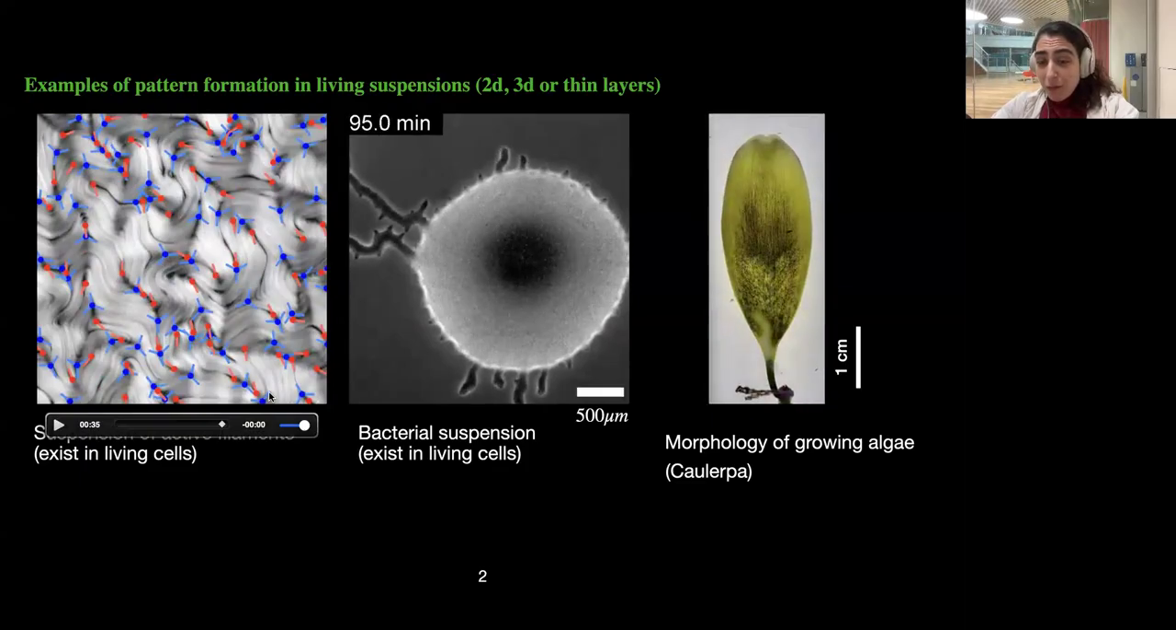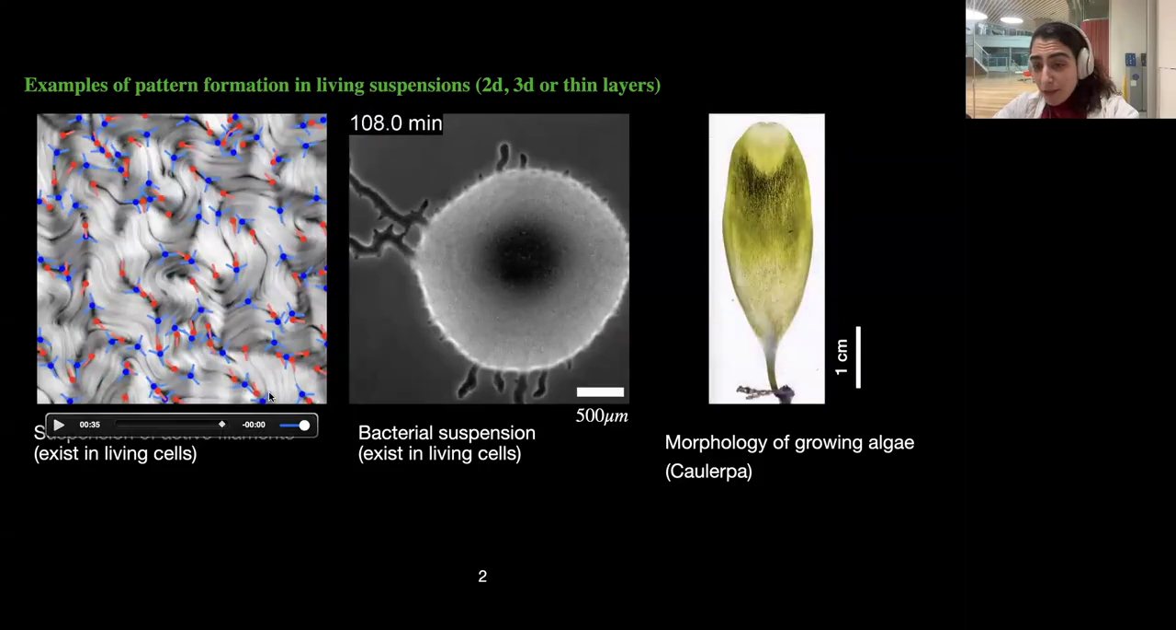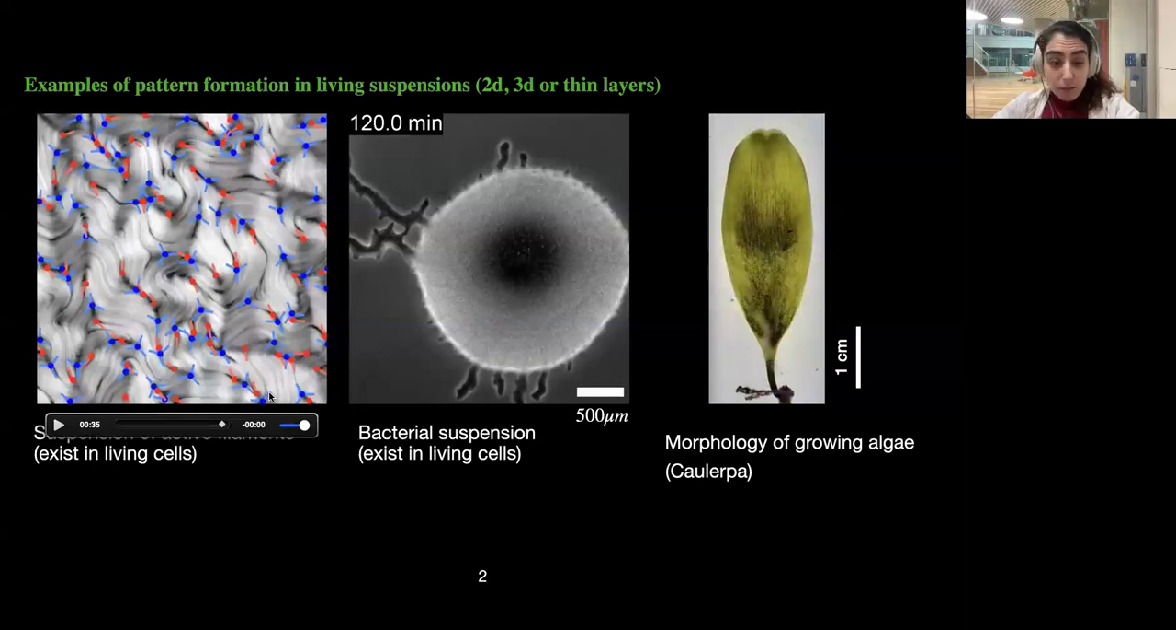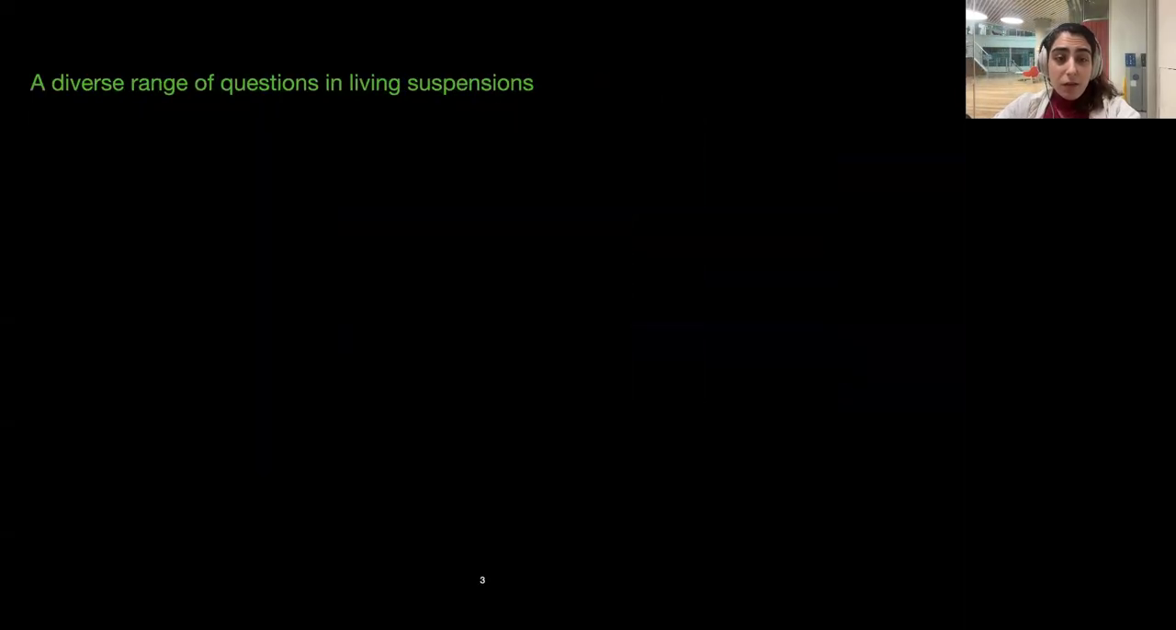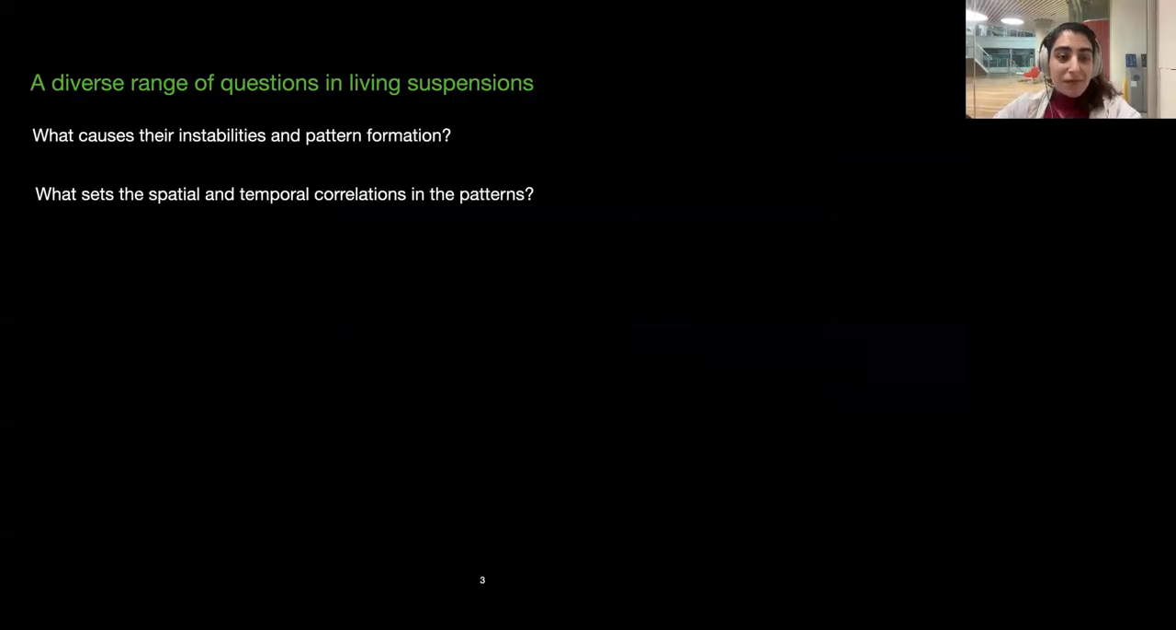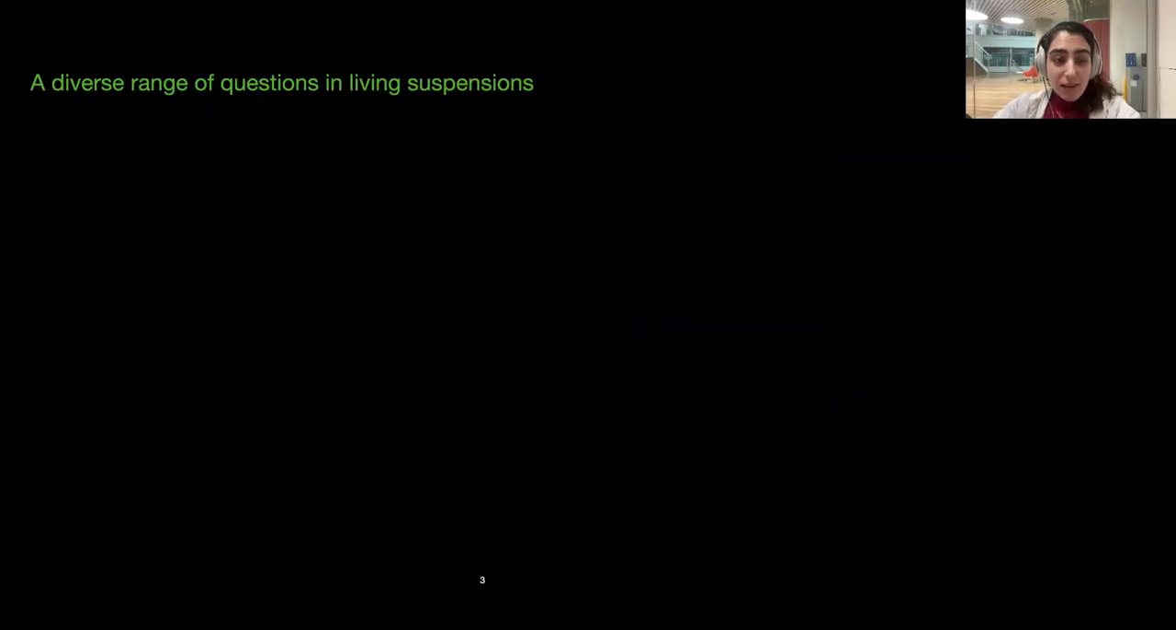This is one of the largest single cells, and as you can see, the scale bar is large, so it's a centimeter, but it's still a single unit, it's a single cell. And so there are a diverse set of questions we can ask in all of these systems. For example, what are the instabilities and patterns that form, how they form and how they evolve? And what sets the spatial and temporal correlations in these patterns?